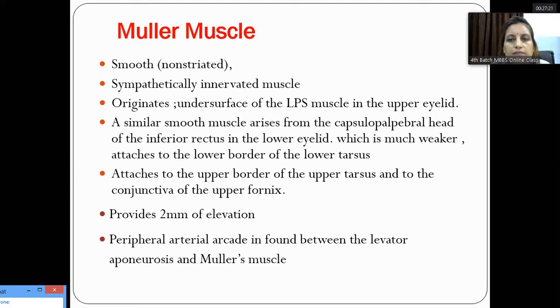capsulopalpebral fascia, which is much weaker, attached to the lower border of the lower tarsus. Müller's muscle is attached to the upper border of the upper tarsus and to the conjunctiva of the upper fornix. So it provides 2 mm of elevation, a lesser elevation, and the peripheral arterial arcade is formed between the levator aponeurosis and Müller's muscle.